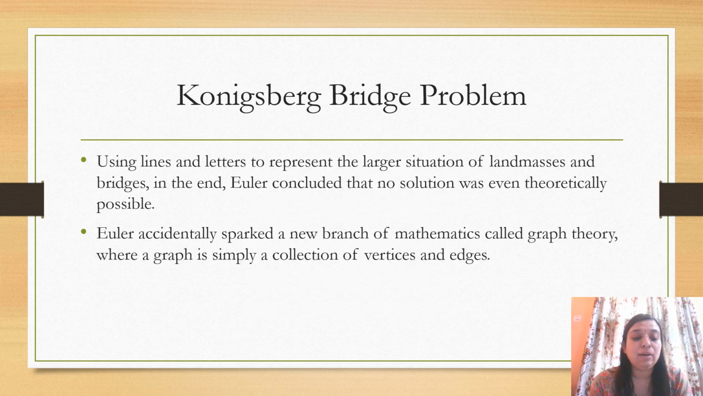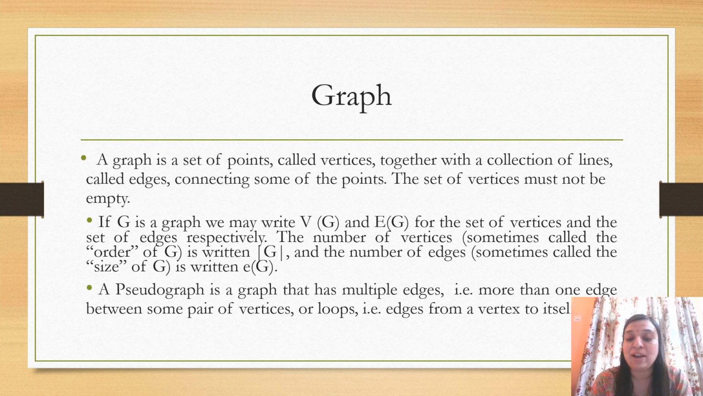So that was the Königsberg Bridge problem. What Euler used was letters to represent the landmasses, and lines to represent bridges, and concluded that no such solution was even theoretically possible. And in the meanwhile, he sparked a new branch of mathematics called graph theory, where a graph is simply a collection of vertices and edges.